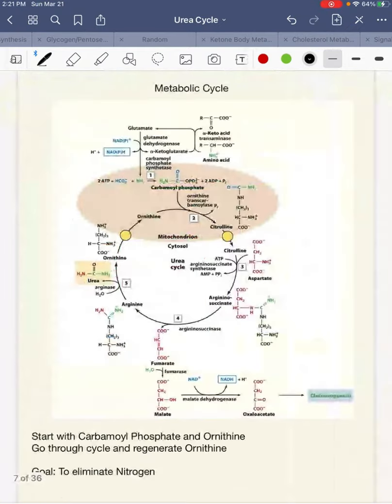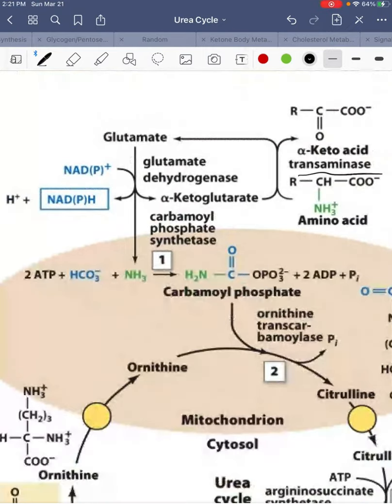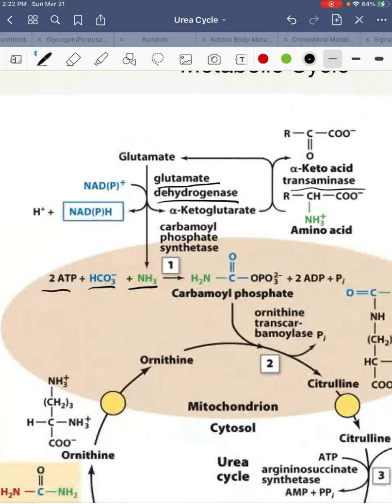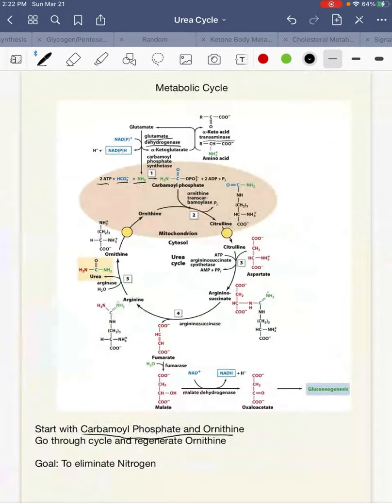Okay, so after we run through the transaminase reaction, we run through the glutamate dehydrogenase reaction. We send ammonia into the mitochondria, and then ammonia joins in with bicarbonate. We use some ATP, and then we run through carbamoyl phosphate synthetase, which then makes carbamoyl phosphate, and then carbamoyl phosphate starts the urea cycle. So we start with carbamoyl phosphate down here and ornithine. We take carbamoyl phosphate and ornithine, and then we make citrulline, and that's how we start the urea cycle.